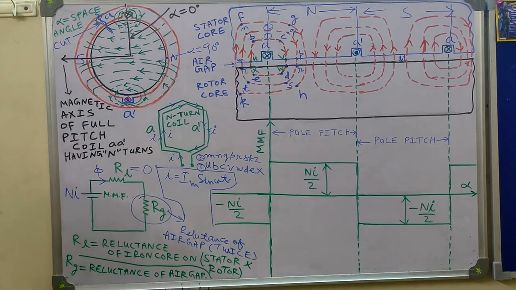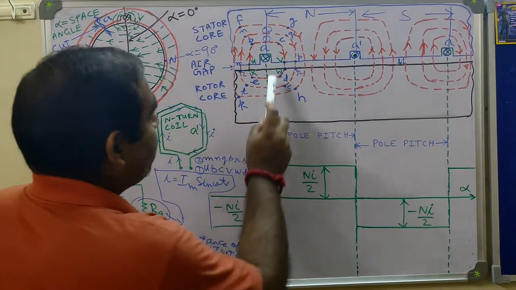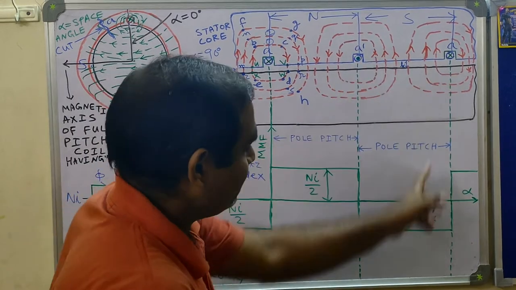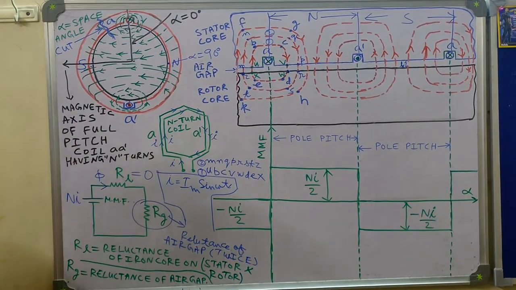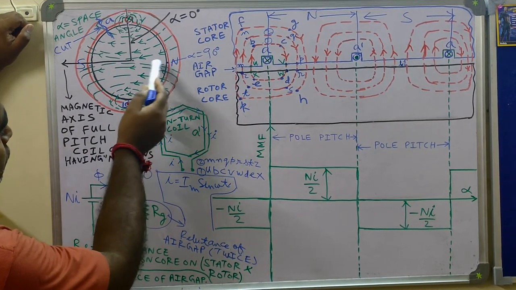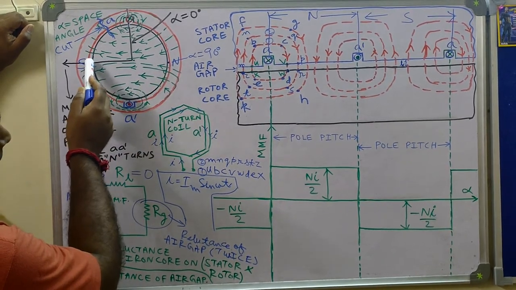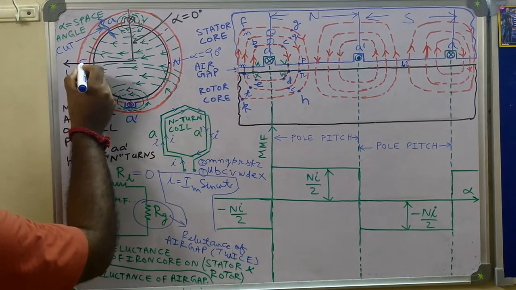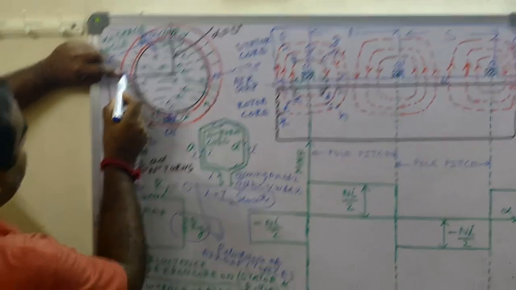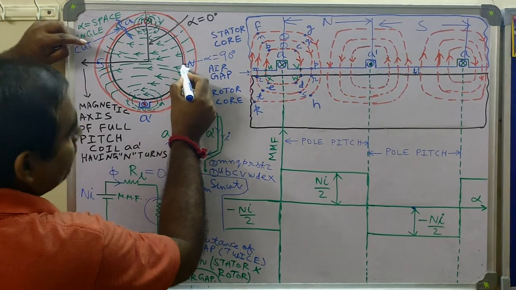Now you can find where the peak is occurring. Peak of this is occurring between coil side A and A dash, and also there is a negative peak between coil side A dash and A. According to our convention, if lines of flux leave the stator core and enter the rotor core, it will be positive. So here, positive peak, and here, negative peak. So this point is corresponding to this point, and this point is corresponding to this point.